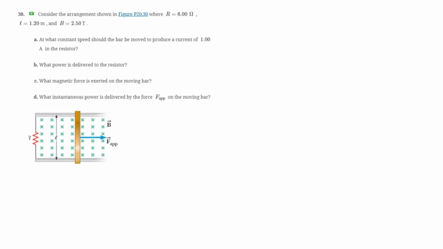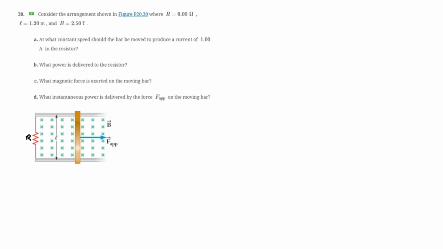And then at what speed does this need to move to produce a current of 1 ampere in the resistor? What power is delivered to the resistor? What else? What magnetic force is exerted on the moving bar? And what instantaneous power is delivered by the applied force on the moving bar?